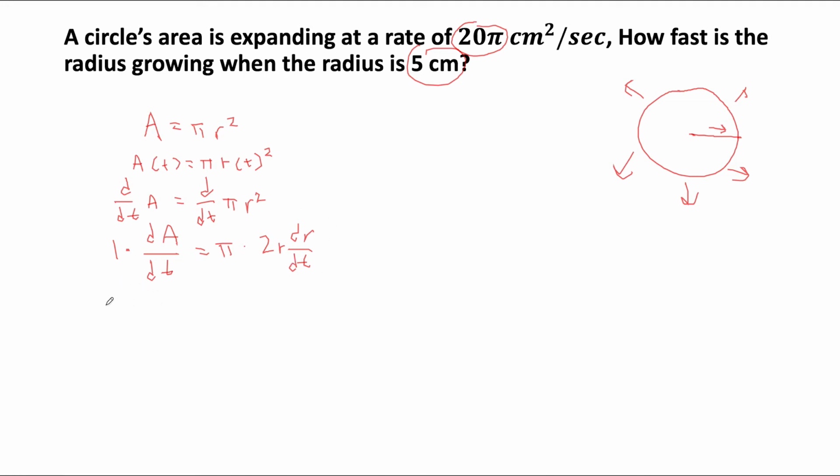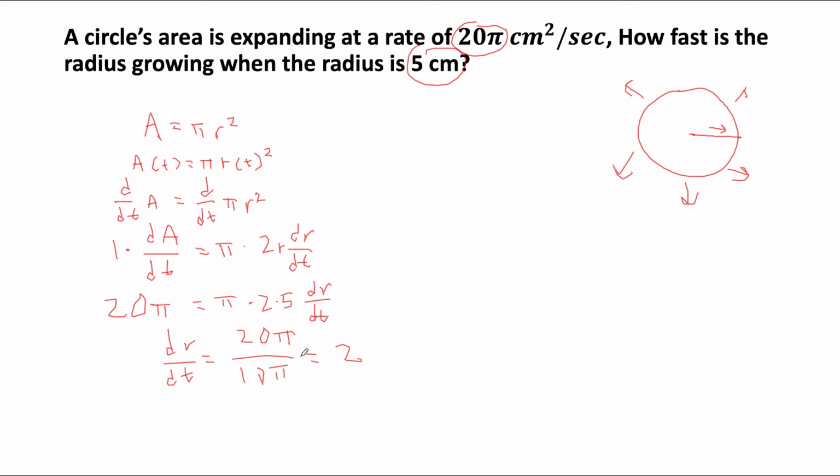So let's plug in what we know we have, which is 20 pi equals pi times 2 times 5 dr/dt. And then we can solve for dr/dt to get 20 pi over 10 pi, and further to get 2.